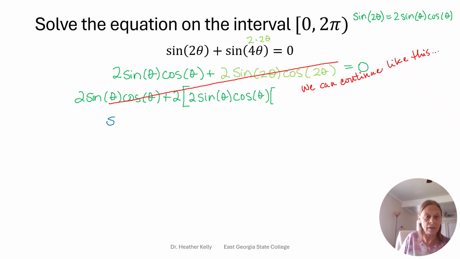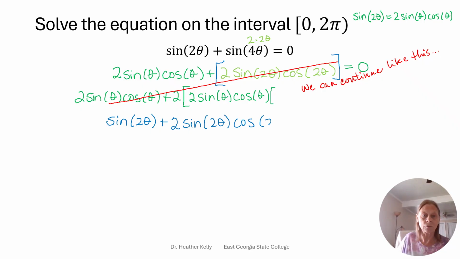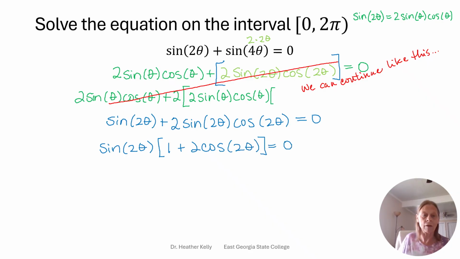We're going to leave this as sine 2 theta plus, and we're going to make this substitution with the identity up here. And so this is going to be plus 2 sine 2 theta cosine 2 theta. Now, because this is already set equal to 0, we can factor out a sine 2 theta. And this is the smarter way for us to have gone about it. When we take sine 2 theta out, we're left with 1 plus 2 cosine 2 theta equals 0.